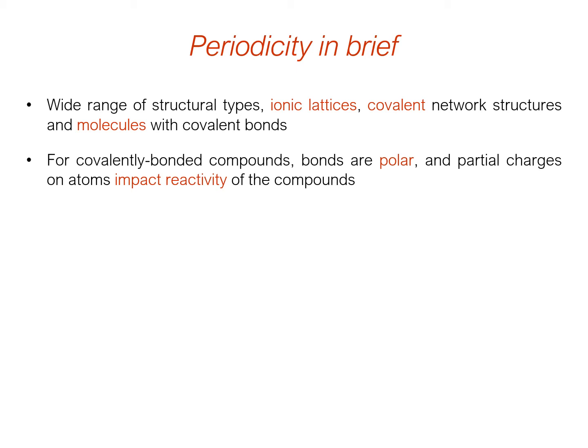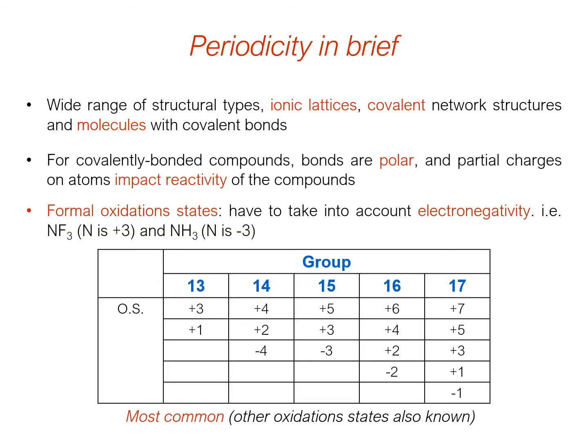For covalently bonded compounds, the bonds will be polar, and this also depends on the electronegativity. So you've got partial charges, such as the delta plus on the less electronegative atom, and delta minus on the more electronegative atom, and this impacts the reactivity of the compounds a lot. And then finally, something we'll be really focusing on, as I've said already in this video, is the oxidation state. And for this, we have to take electronegativity into account.